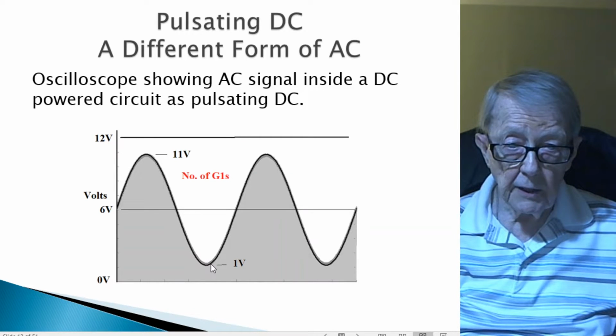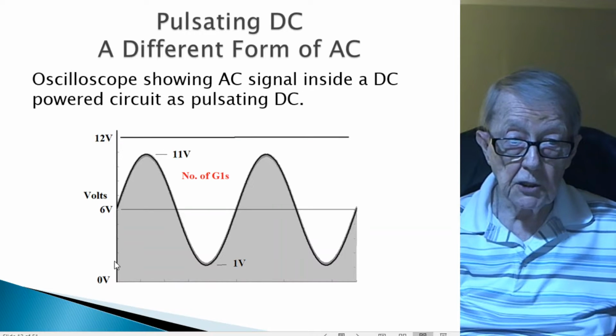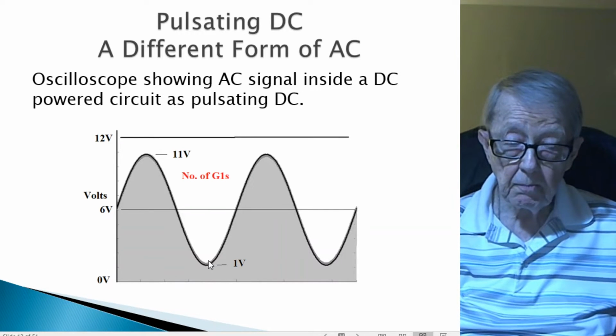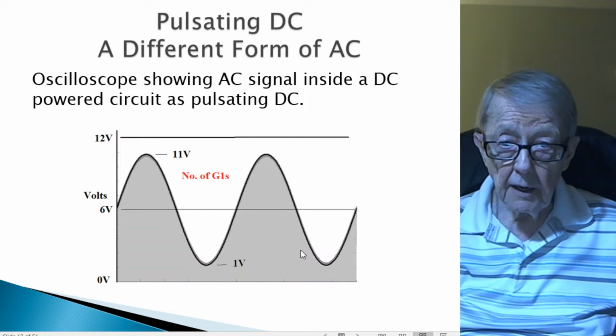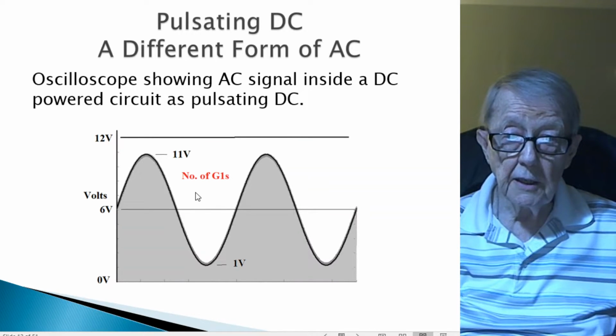positively, and you can decrease it, getting less, but still a positive number. So there's no negatives here. And then this is positive, and this is positive. It went down, but it's not negative. That's called a pulsating DC.